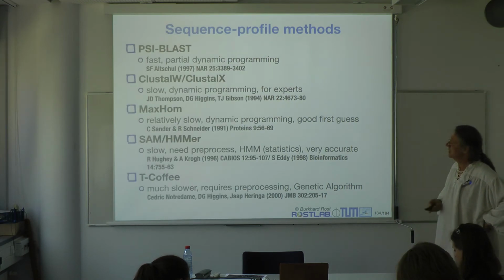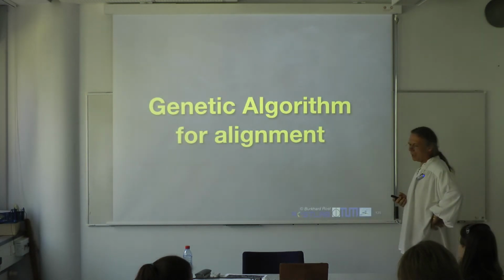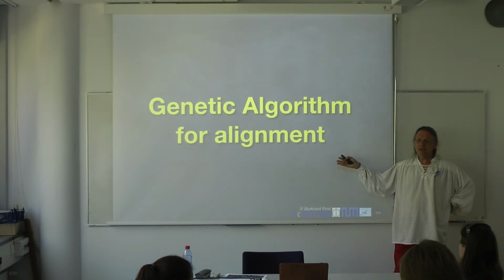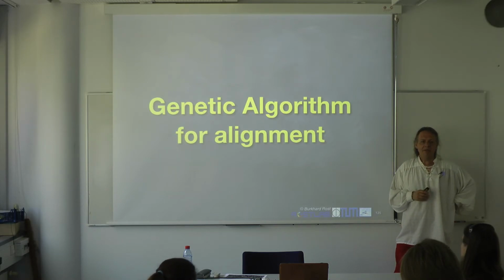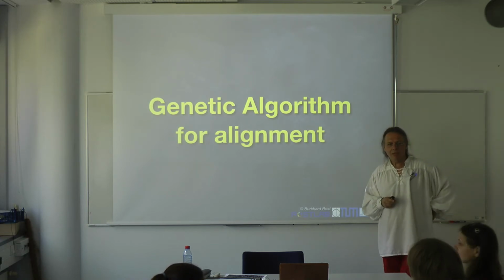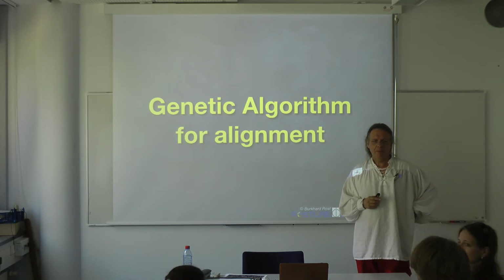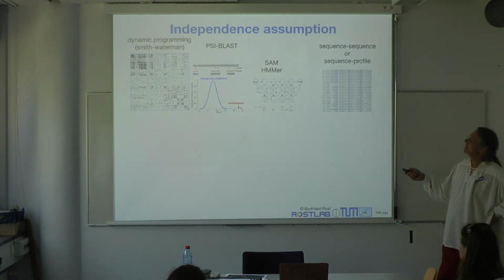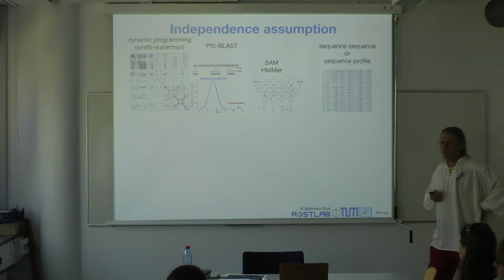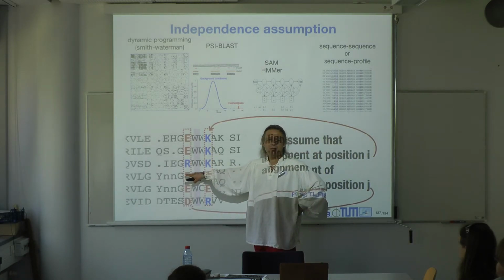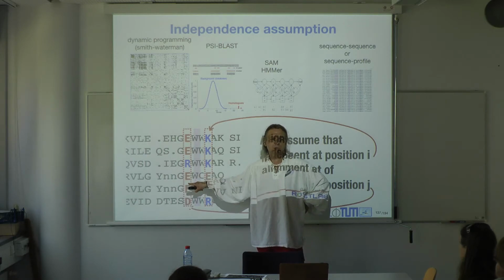That gets me to the next level here: T-Coffee. Genetic algorithm. Has anybody seen T-Coffee, or seen a genetic algorithm for alignment? Anybody know any of that? No? So what can it do that the others cannot? Well, the others assume independence, right? So that's the major problem. Whatever we talked about, dynamic programming, PSI-BLAST, SAM, all of those essentially assume that what happens at this position here is independent of what happens at any other position.